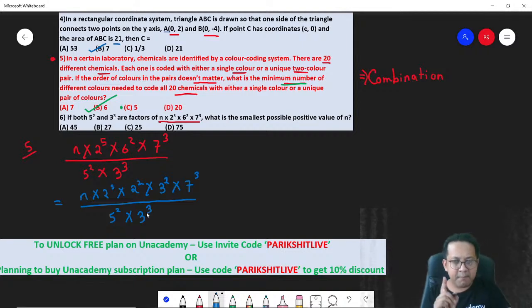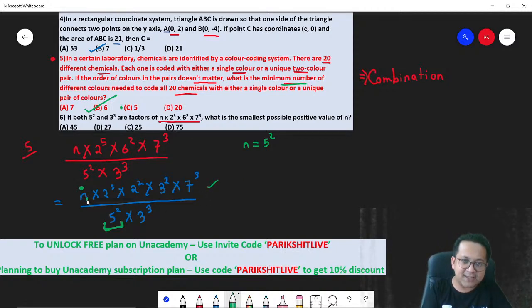Now think about it. Remember, they got to be perfectly divisible. Now you have a 5 square in the denominator. Do you have a 5 square in the numerator? No, you don't. But it got to be perfectly divisible. So can I say n should contain a minimum 5 square? N should definitely have a 5 square, because the numerator and the denominator got to cancel out. Otherwise it will not be a factor.